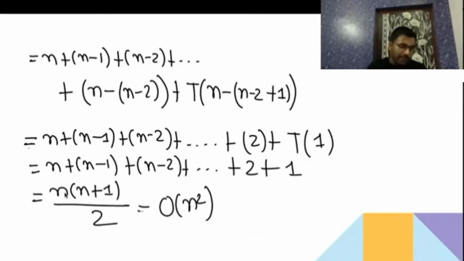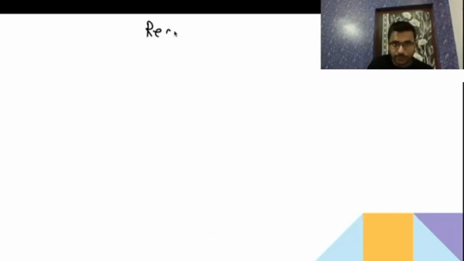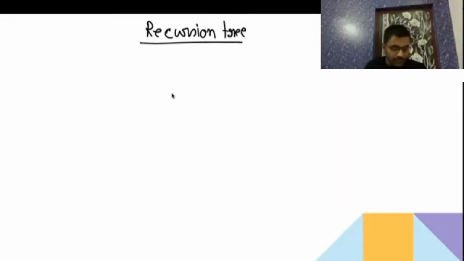Understood? Anyone having any doubt? So by using substitution we have seen, or even it is called backtracking. Now we are going to see the recursion tree. To solve a recursive equation, we can either use the substitution method or backtracking, or you can use the recursion tree.